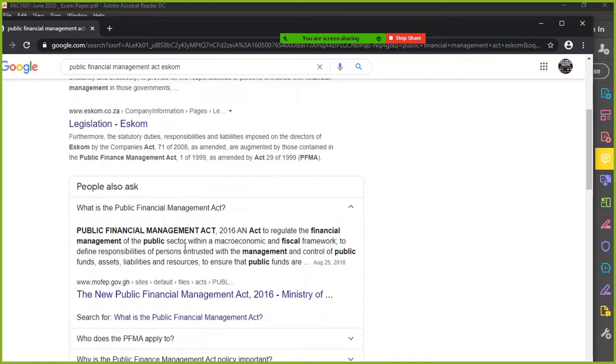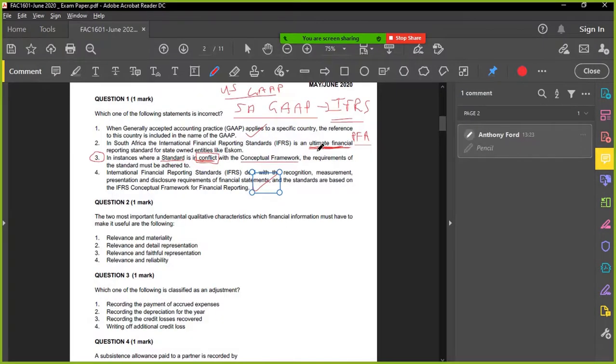Okay, what is the Public Financial Management Act? The Act is to regulate the financial management of the public sector within the rules and laws of the country. Okay, so when they say, this is a giveaway, when I see the word ultimate, to me, ultimate means it's the be-all and end-all. Does that make sense? Yes. Okay, so I like question 3, and I can confirm it with the textbook. Page number 6. Let me just go back. Yeah, page 6, page 7 actually.